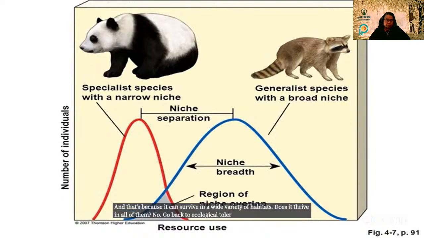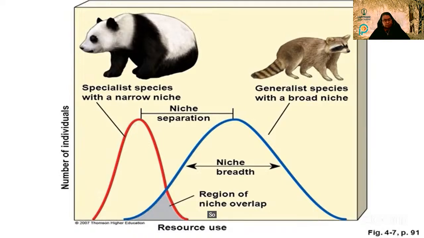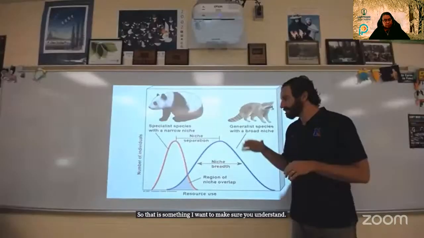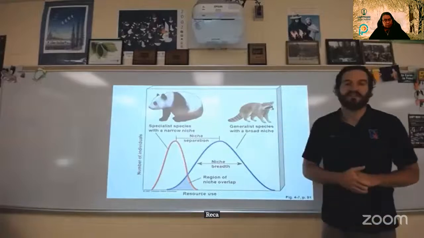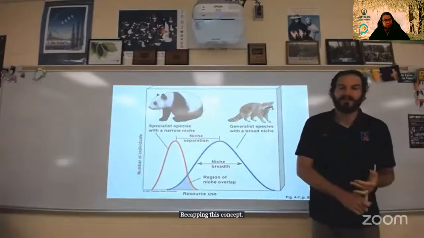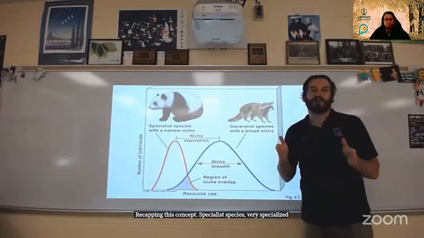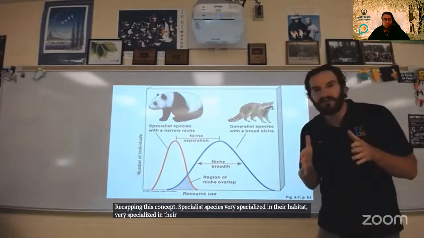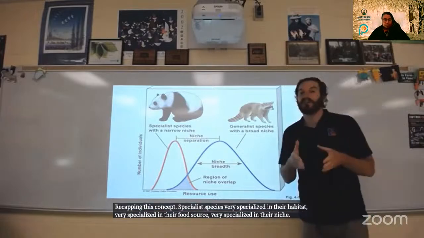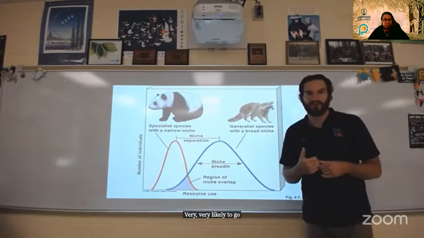It can survive. It doesn't necessarily always mean it's going to thrive. So that is something I want to make sure you understand. Recapping this concept, specialist species are very specialized in their habitat, their food source, and their niche, and are very, very likely to go endangered under threats and duress.